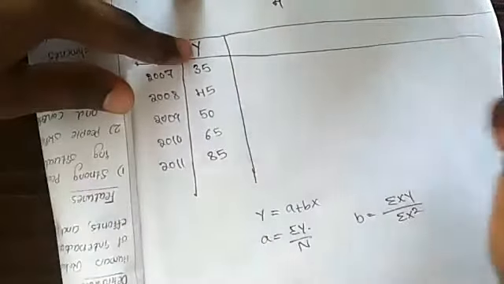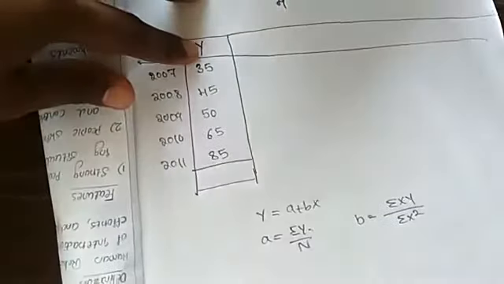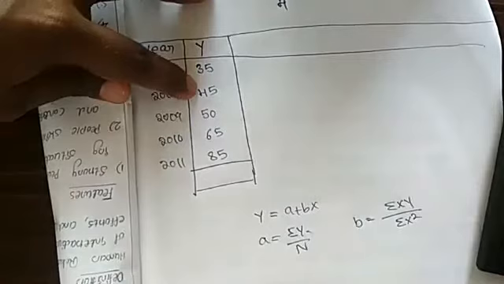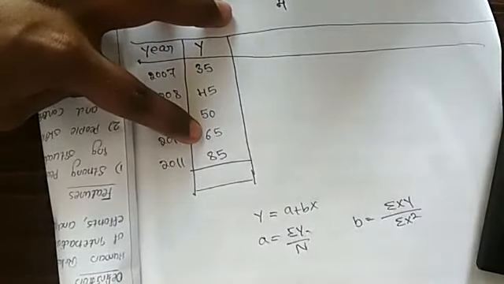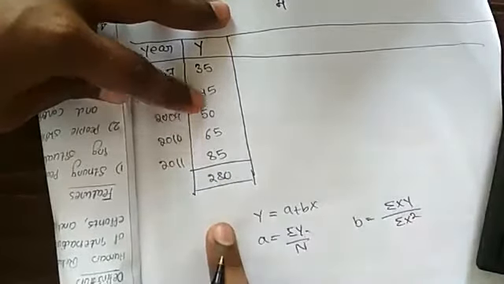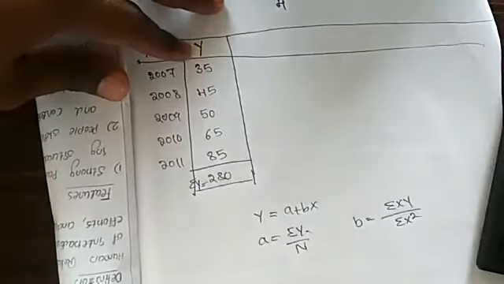So calculate that by using table work. That is, find out first sum of y. 35 plus 45, 50, 65. So sum of y is equal to 280. You can write sum of y is equal to 280.